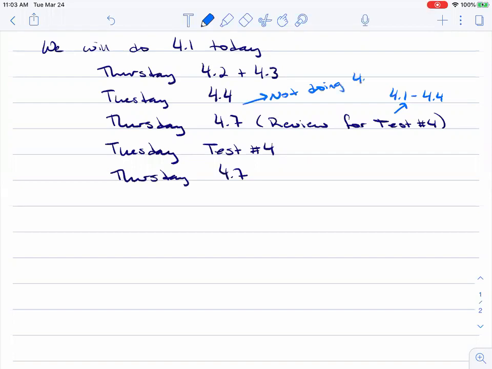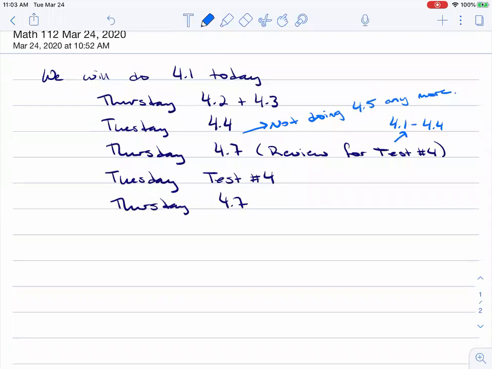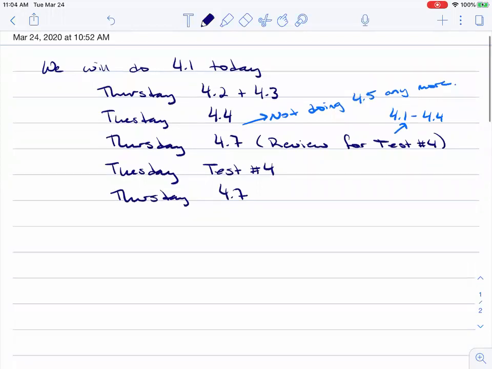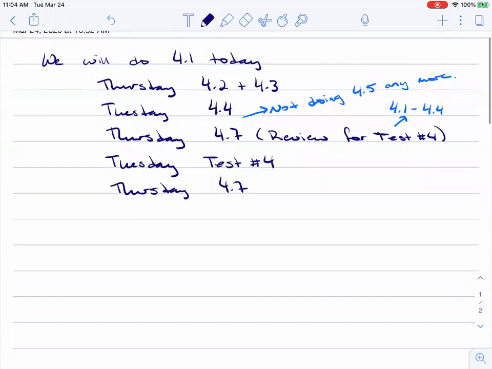Not doing 4.5 anymore. And that was just curve sketching. So I think we're all pretty happy about not having to do that explicitly. But I mean, we'll talk about maximums and minimums today, and then we'll keep talking about just characteristics of a graph. So we'll still have all those ideas, but we won't do the actual sketching. So that's in 4.5, but we're not doing it today.